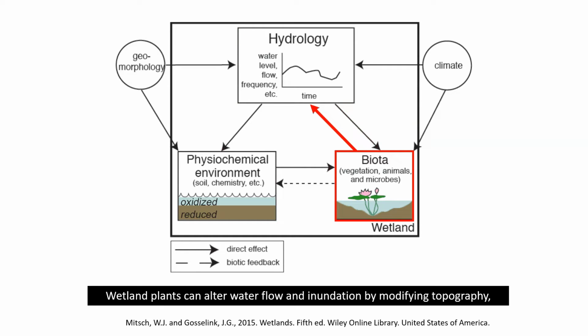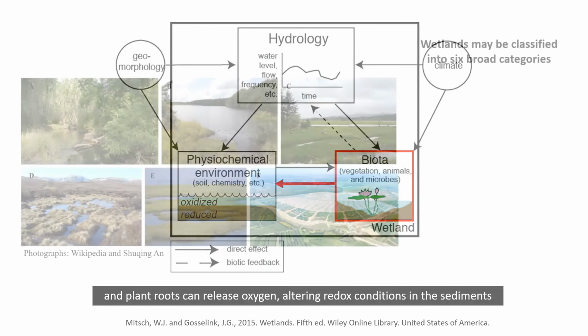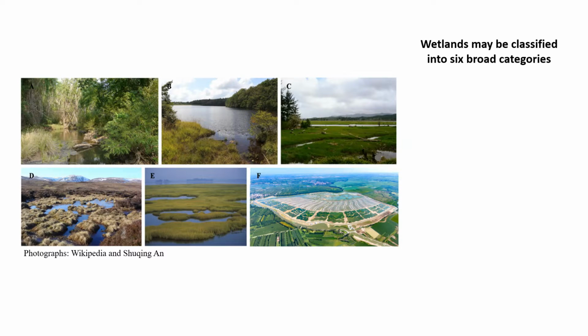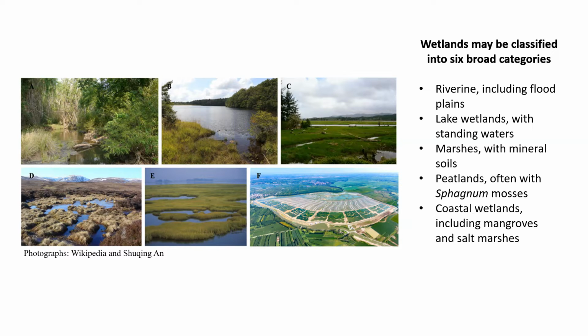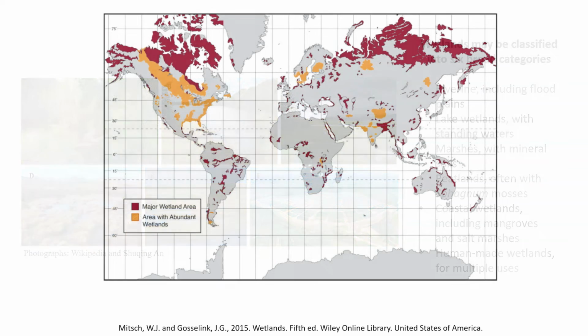Wetland plants can alter water flow and inundation by modifying topography, and plant roots can release oxygen, altering redox conditions in the sediments. Wetlands may be classified into 6 broad categories: riverine, including floodplains, lake wetlands with standing waters, marshes with mineral soils, peatlands, often with sphagnum mosses, coastal wetlands, and human-made wetlands for multiple uses.